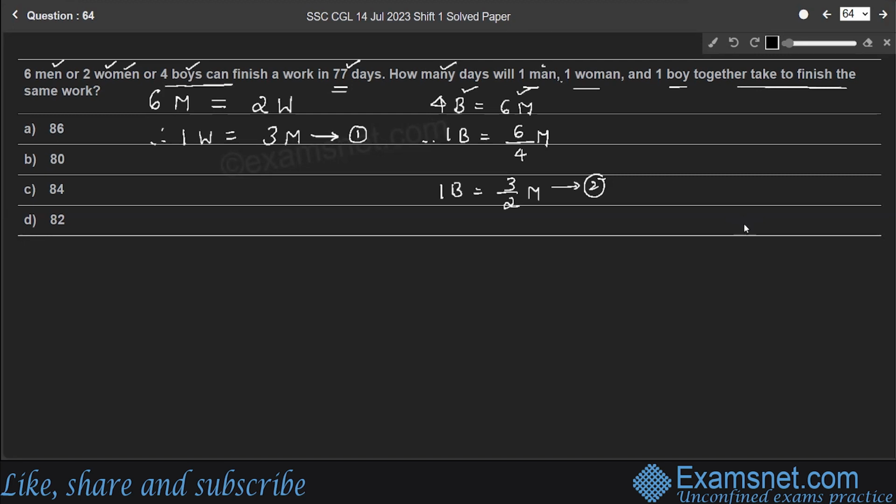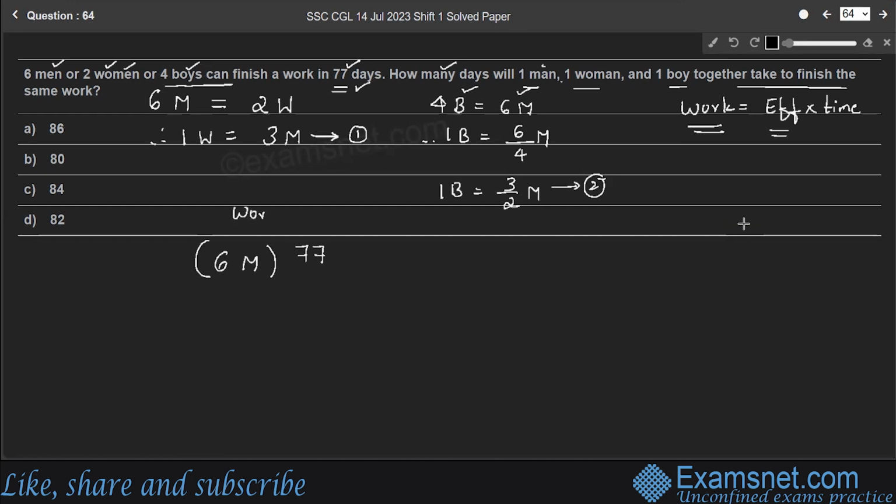Therefore, considering first and second part, here we'll consider the case of men. So 6 men can finish some amount of work in 77 days. Here students, we are using the concept of work, which is equal to efficiency into time. Here efficiency is nothing but efficiency of men, women or boys. In first case, 6 men into number of days taken by them, 77 days, is nothing but amount of work done by them, right?